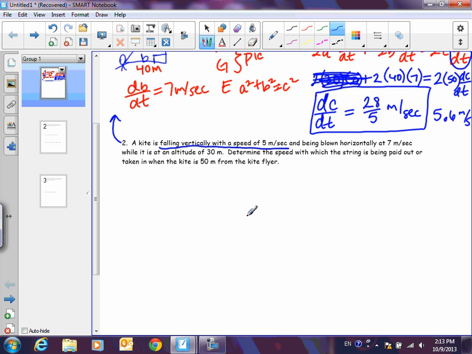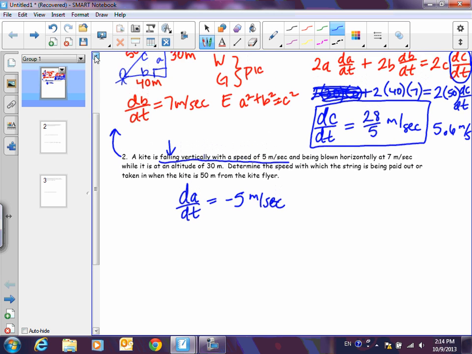You can kind of stop at the first sentence, right? So falling vertically with the speed of 5 meters per second. Which side was our vertical side? A. So this is giving us dA over dt, and that's equal to -5. That negative part's important. What's our key word that we knew it was even going to be negative? Falling. That's negative.